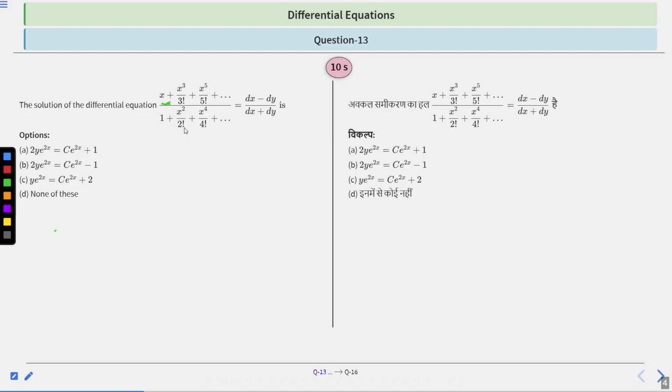Therefore, what we can do is try to apply componendo and dividendo on both sides of the equation, right? After applying componendo and dividendo, you will easily be able to convert the given expression into the expansion form of e to the power x and e to the power minus x. In this way, you can try to approach this question. You have 10 seconds to solve or think about this question. After 10 seconds, we will discuss the solution.